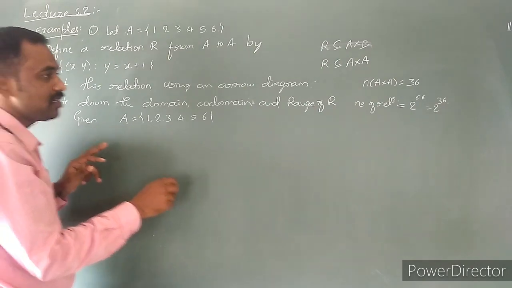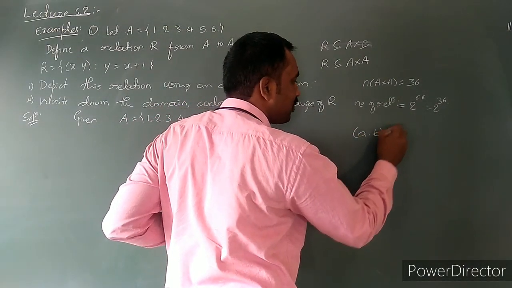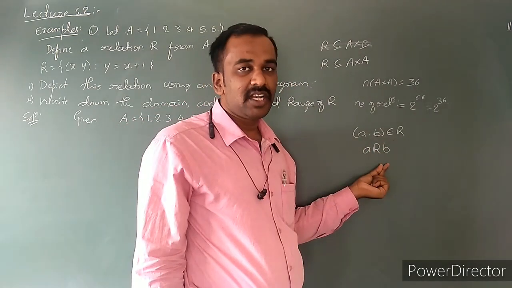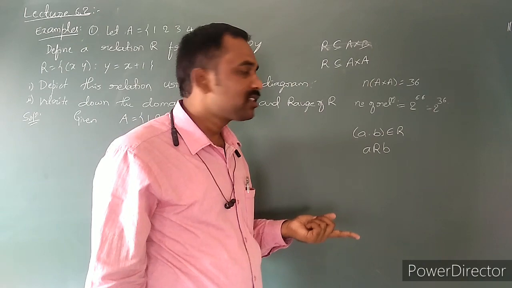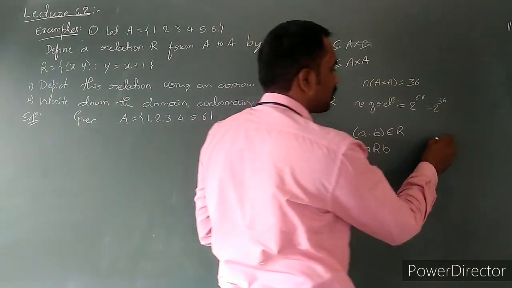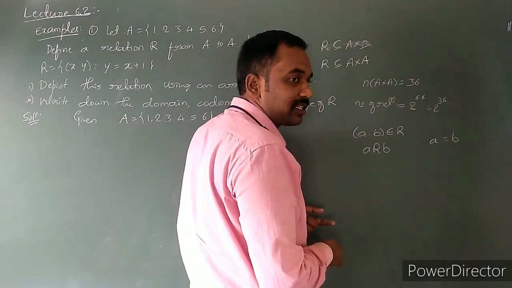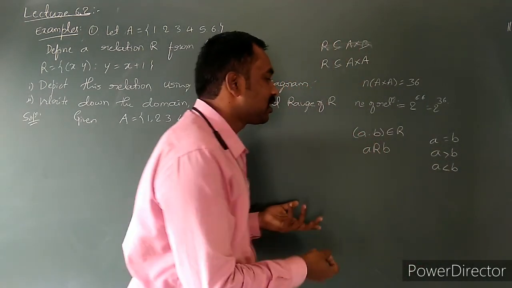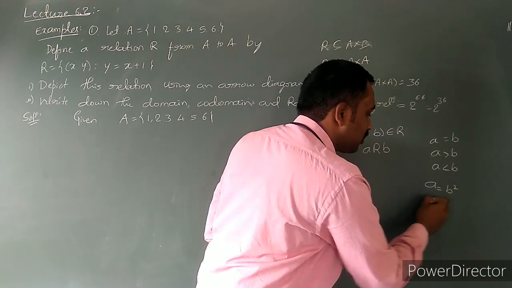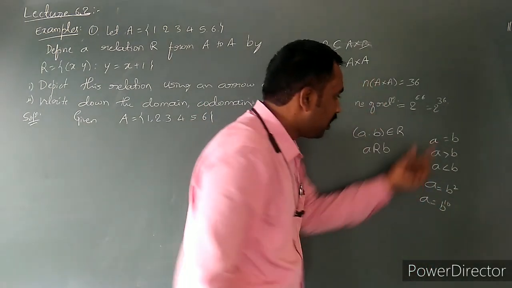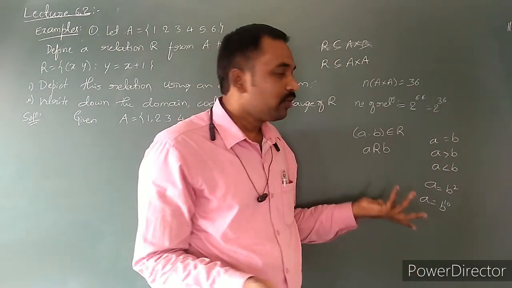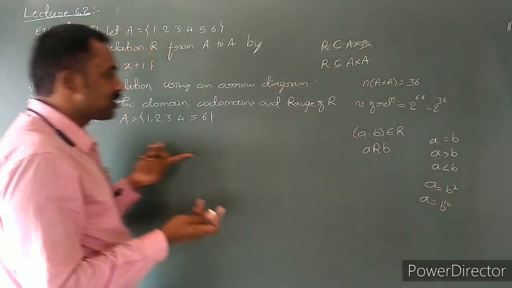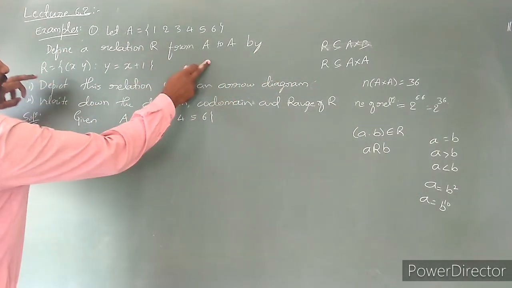How is that relation defined? We already know that (a, b) belongs to R means a is related to b. How is a related to b? Mathematically, for example, whether a is equal to b, or a is greater than b, or a is less than b, like that. Whether a is equal to b square, whether a is equal to b power 10. How are these two values related? That relation is a is related to b. How a and b are related is given in a certain manner.